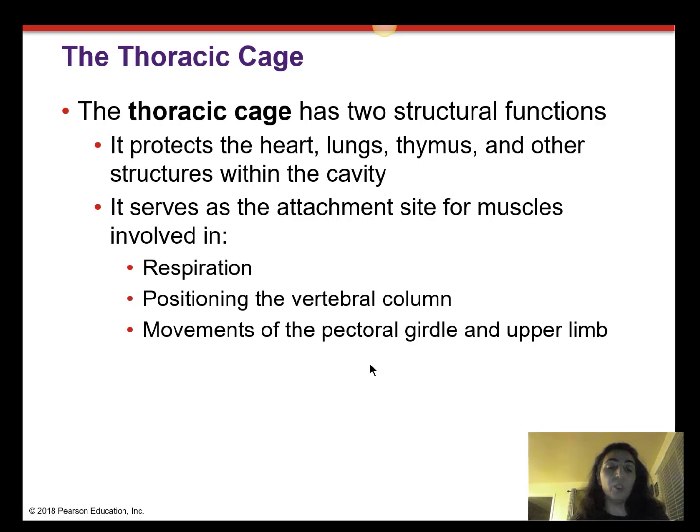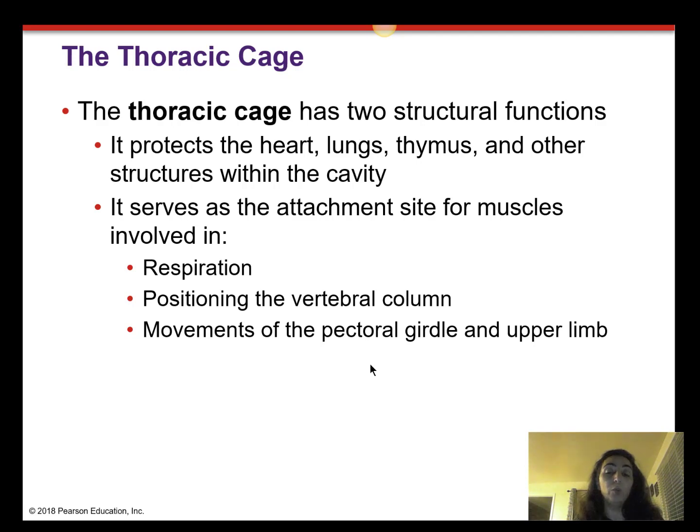For the positioning of the vertebral column, they keep the vertebral column and the whole posture of the body in place. So we need this cage so that the muscles can attach to them between the rib and the vertebral column. And movements of the pectoral girdle and upper limbs.